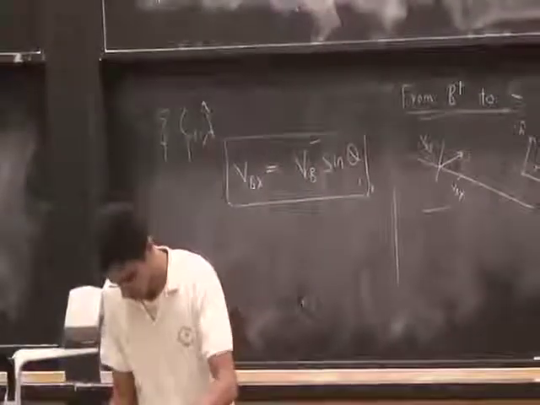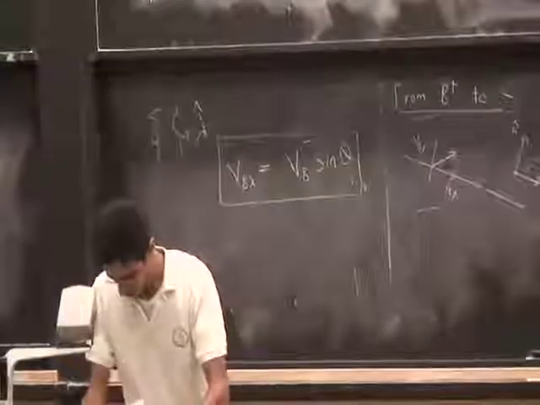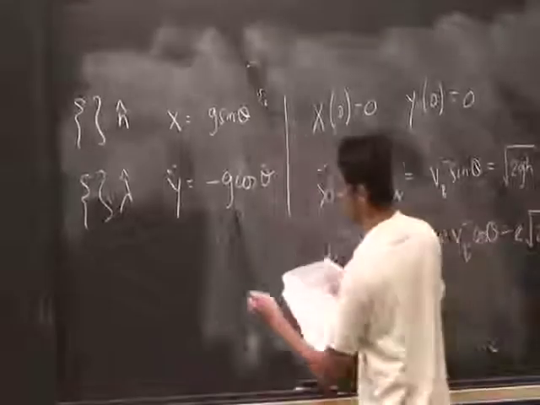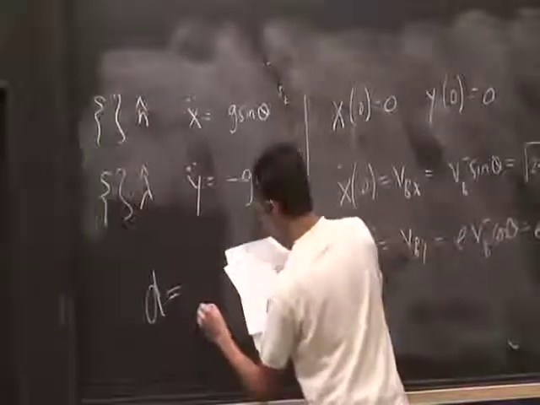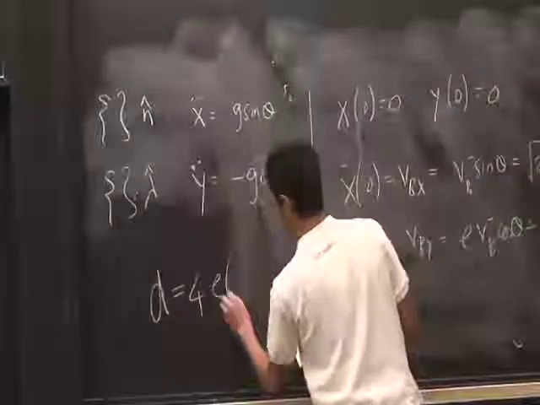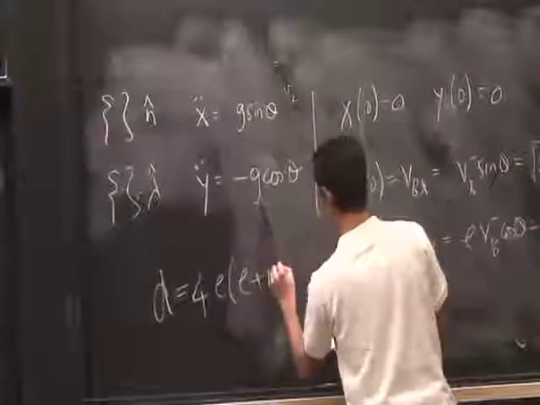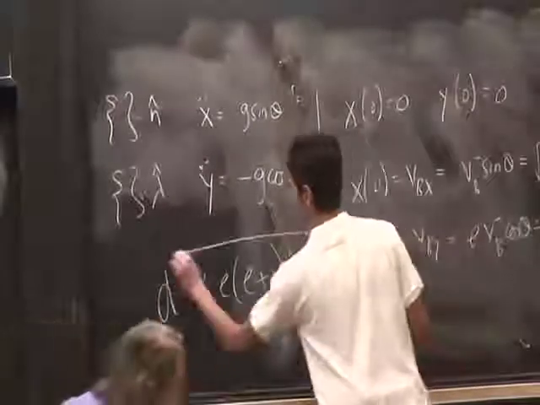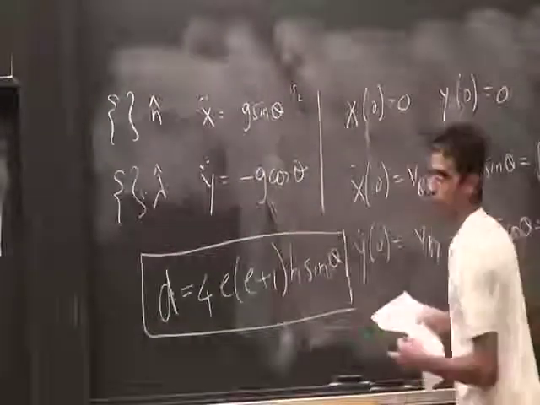So I did this whole calculation, and I'm almost done. And what I got is d equals 4e(e plus 1) times h sine theta. Okay, so you can check this.